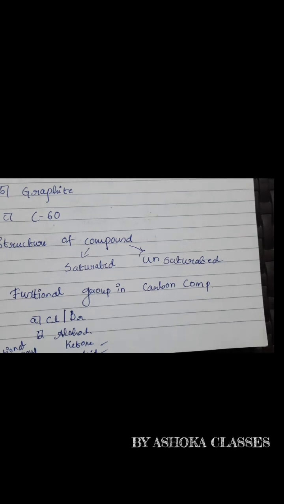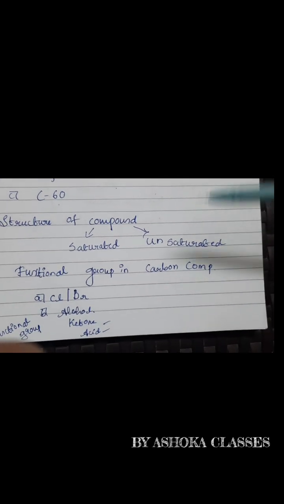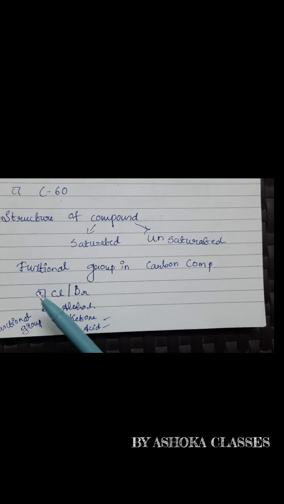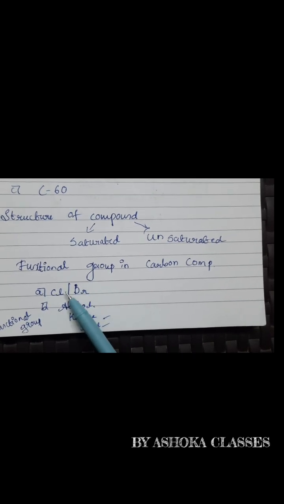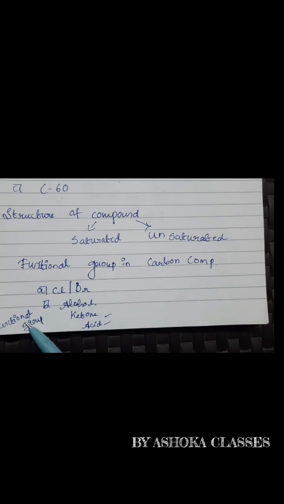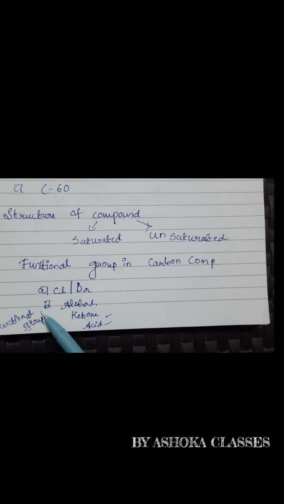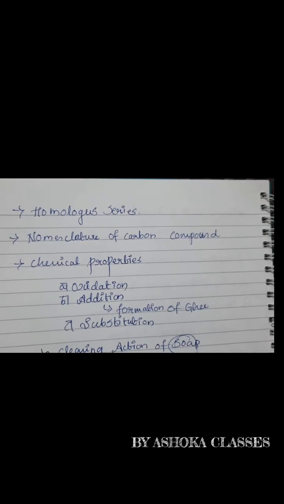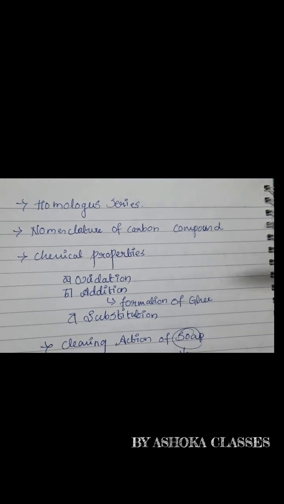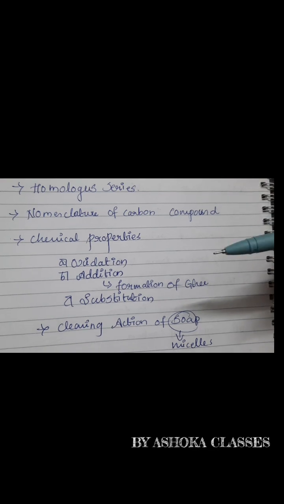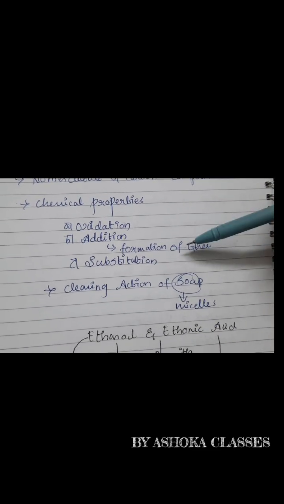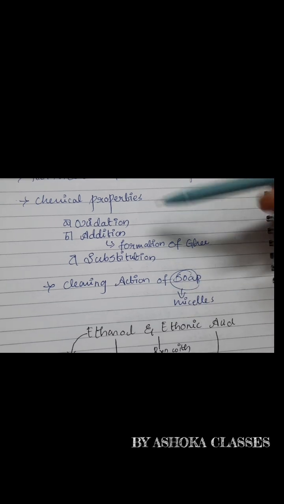Then the structure of compounds. In that, there are saturated and unsaturated compounds, and functional groups in carbon compounds, in which Cl, chlorine and bromine, alcohol, ketone, acid. These you have to remember in functional groups, which are very important here. Next is the homologous series, then nomenclature of carbon compounds, chemical properties, oxidation, addition, formation of ghee, substitution, cleaning action of soap.